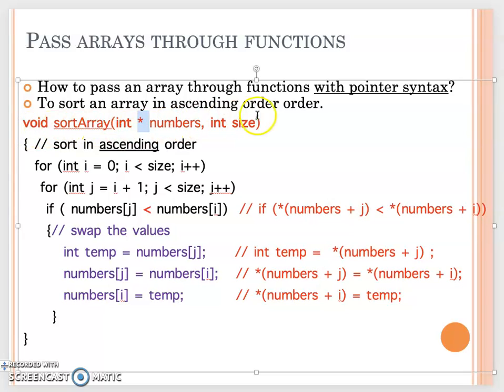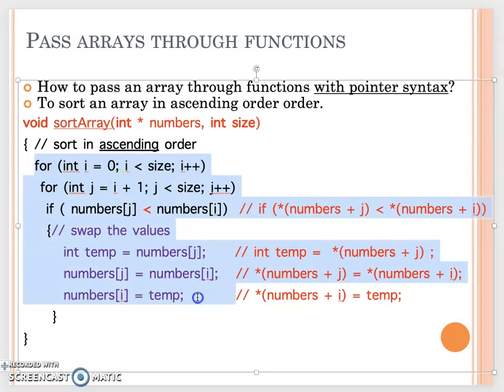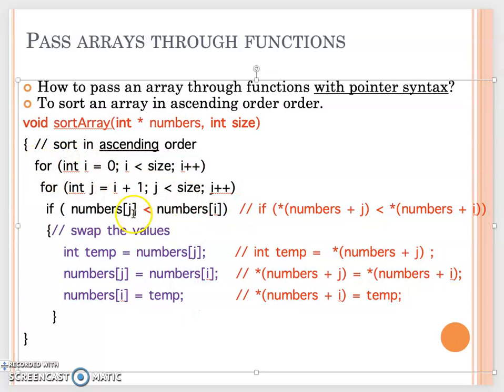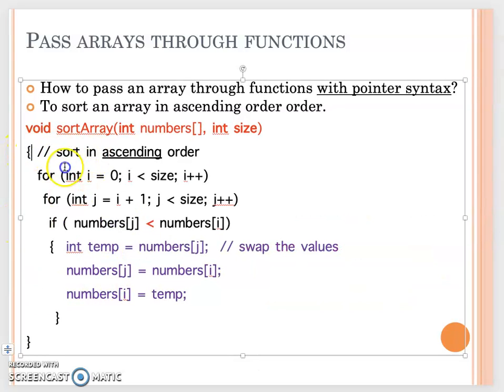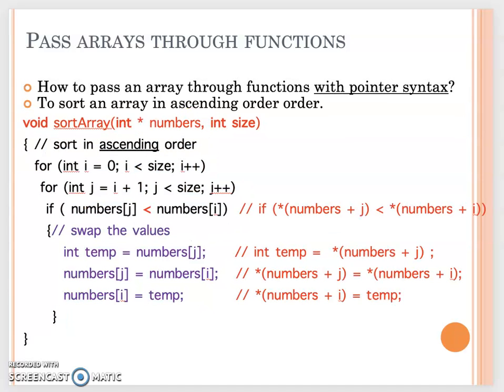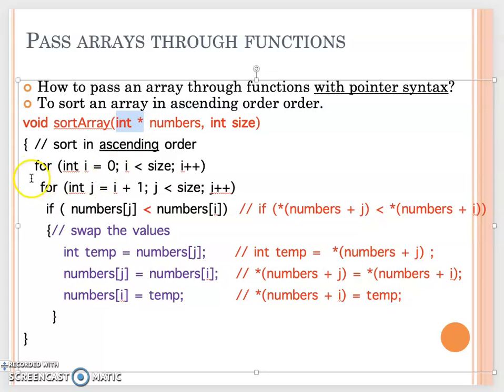So when I change my function header like this, I didn't change the function content. Because when I have numbers as the array name, it just works like a pointer variable. So I can use the pointer variable with the square bracket operator to do the comparison. You can see from this slide, the function content is exactly the same. The only difference is that numbers is not an array name anymore, it's just the pointer variable. They are exactly the same.